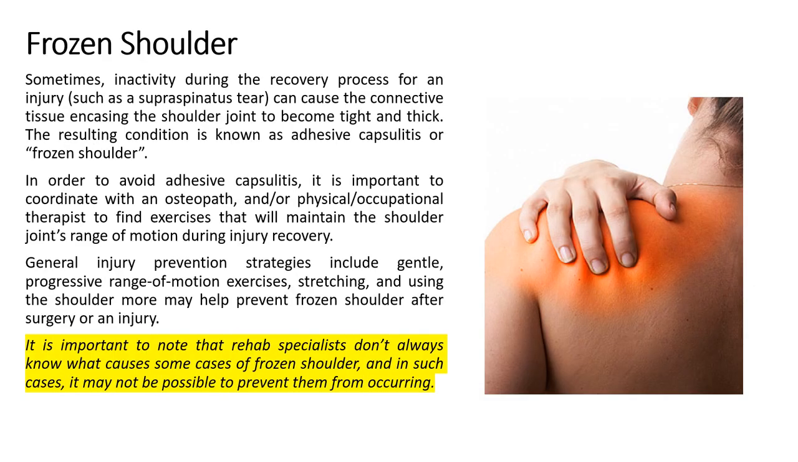Frozen shoulder. Sometimes inactivity during the recovery process for an injury, such as a supraspinatus tear, can cause the connective tissue encasing the shoulder joint to become tight and thick. The resulting condition is known as adhesive capsulitis, or frozen shoulder. In order to avoid adhesive capsulitis, it is important to coordinate with an osteopath and/or a physical and occupational therapist to find exercises that will maintain the shoulder's joint range of motion during the recovery phase.